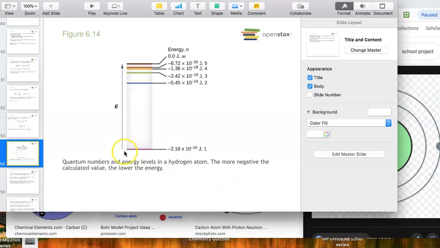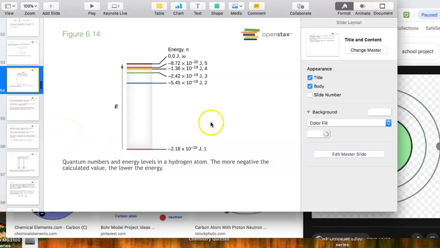So here we can see an energy level diagram showing energy levels: n equal to 1, n equal to 2, 3, 4, and 5. You see the energy values associated with each of those energy levels for the hydrogen atom. The more negative the value is, the lower the energy. So we can see here that n equal to 1 has a lower energy than n equal to 2, versus n equal to 3, and so on.